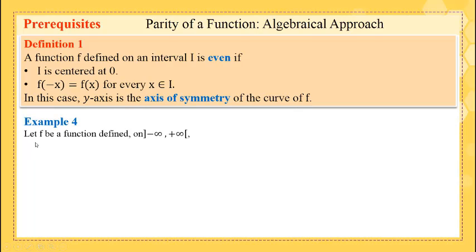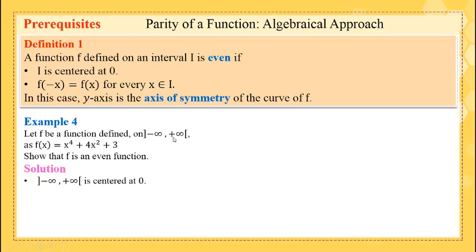Example, let f be a function defined on minus infinity, plus infinity by the following expression. Show that f is an even function. First, we must prove that the interval I is centered at 0. Here, minus infinity, plus infinity is centered at 0. Second, we must prove that f of minus x equals f of x.